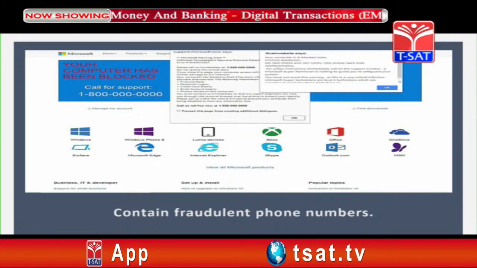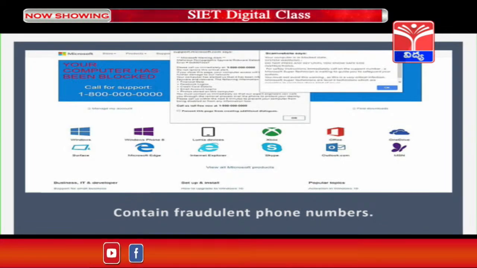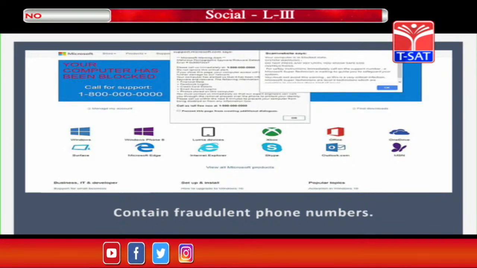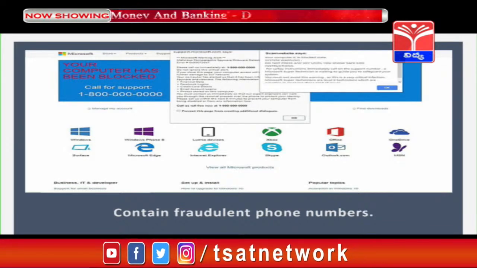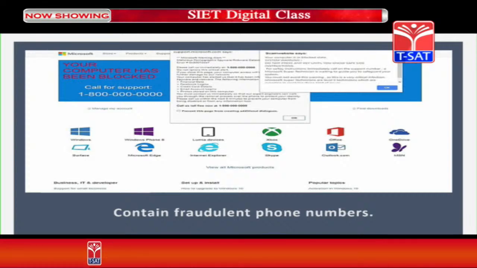Now children, similarly, they contain some fraudulent phone numbers also. Next time when you are browsing the net and if you find this kind of advertisement popping up, never ever click on that, because it may lead you to some financial losses.